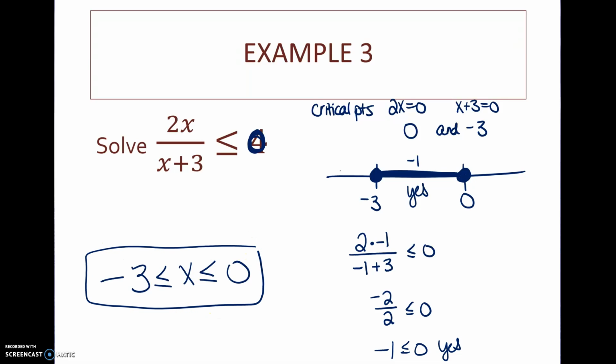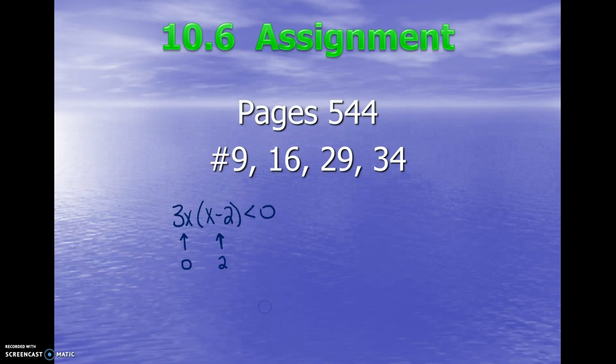I had the question on the first problem. The first problem on the assignment doesn't look like one that we did. It's this. This is number 9. You need to think about when would this portion be 0? This portion would be 0. What number times 3 is 0? 0. And then when would this portion be 0? When x is 2. So your critical points are 0 and 2. Test those critical points to create your inequality.